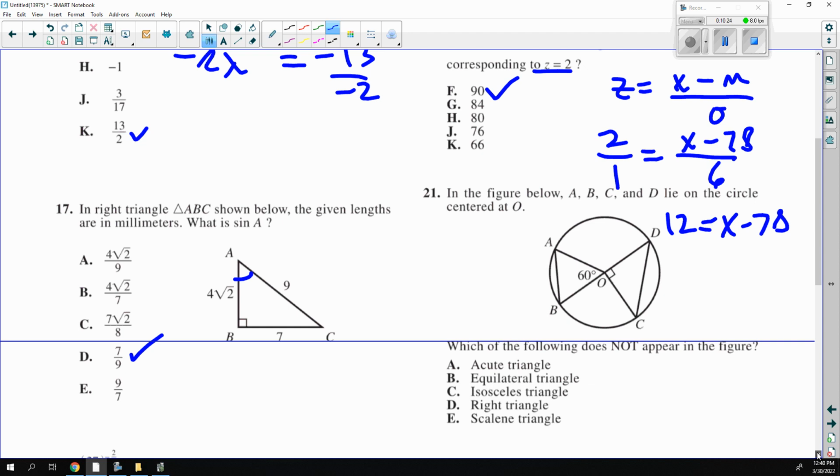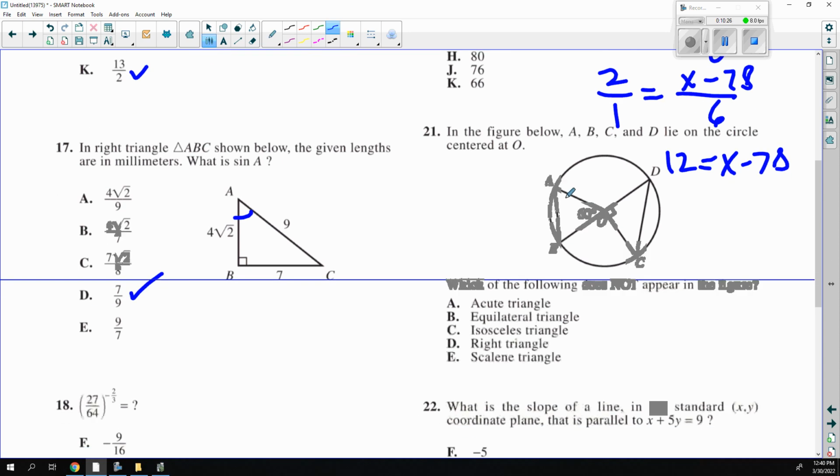What do you see here? You do see an acute triangle. Remember, all triangles with radii are isosceles, so this one here is equilateral and acute. You see isosceles because of the right angle. You see the right triangle. Scalene is the one you don't see.